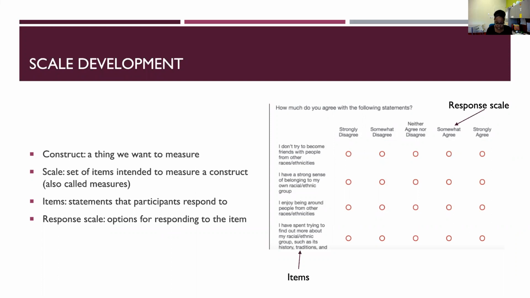Okay, so some terminology to start out. When we talk about scale development, we're talking about surveys like this one on the right here, where you have a set of questions and you're getting people to answer those questions based on a predetermined response scale. So the construct is going to be the thing that we want to measure. In this case, we're measuring ethnic identity.